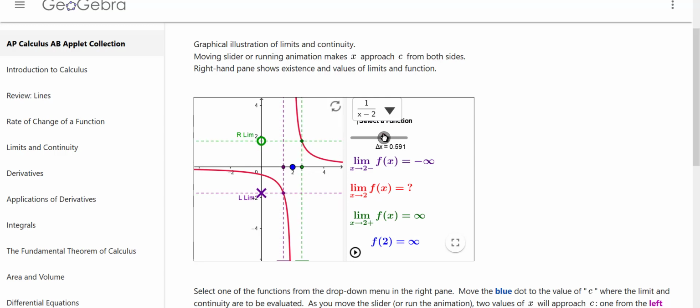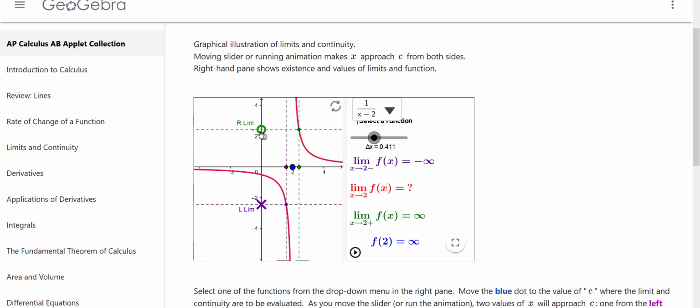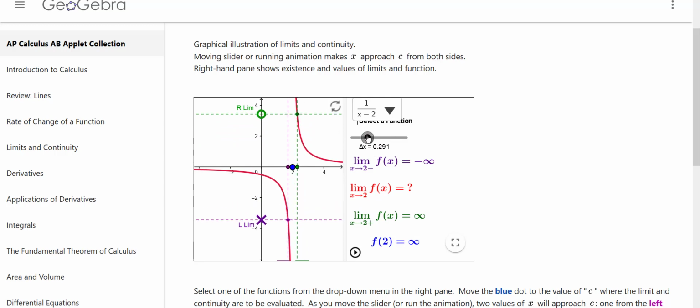As I get closer to 2, what's happening to the y value? What's it doing? Look at that y, look at that green bar here. What's that doing? It's getting bigger and bigger infinitely. So that right-hand limit is going to infinity.